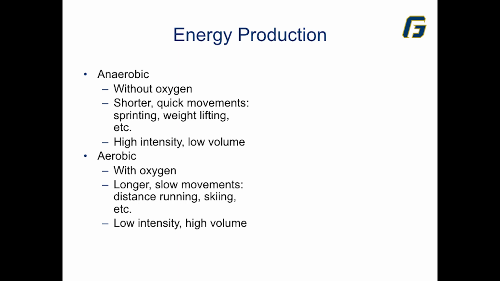The other of the two terms that you see there is aerobic. We already covered what that means. If anaerobic meant without oxygen, then aerobic means with oxygen. So this is going to be the format that we produce energy in when we're doing longer, slower types of movements. Whether it's distance running, whether it's downhill skiing, whether it's rollerblading, whether it's cycling, those are going to be more dominantly fueled through aerobic metabolism. So low intensity, but much higher volume.